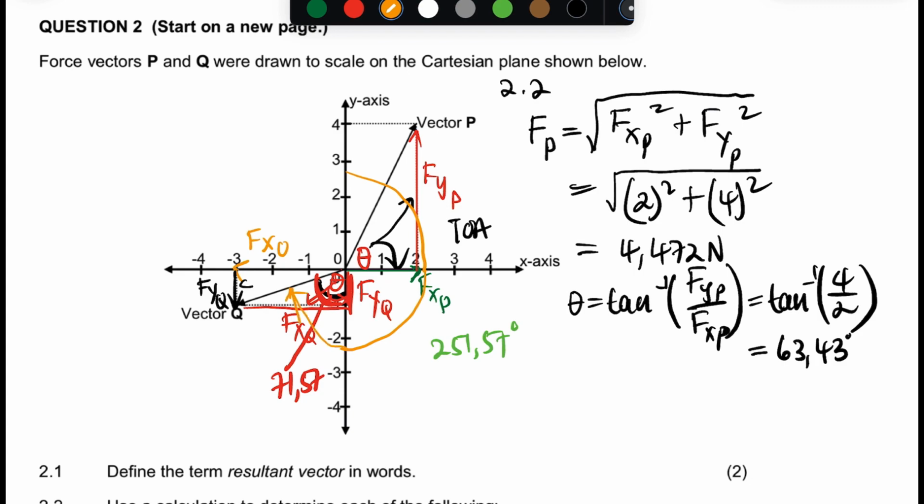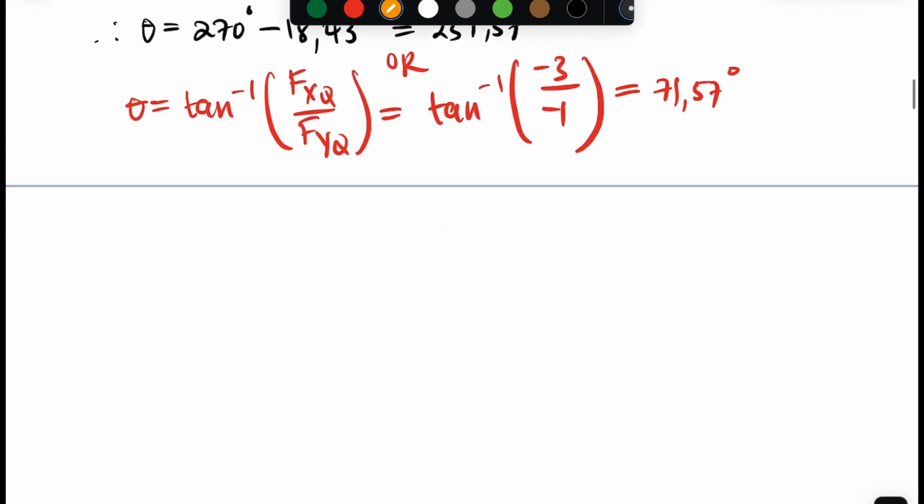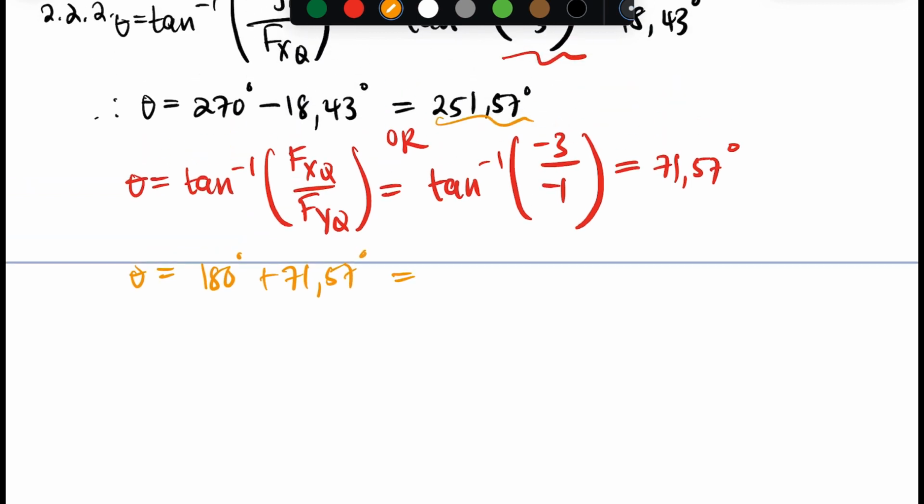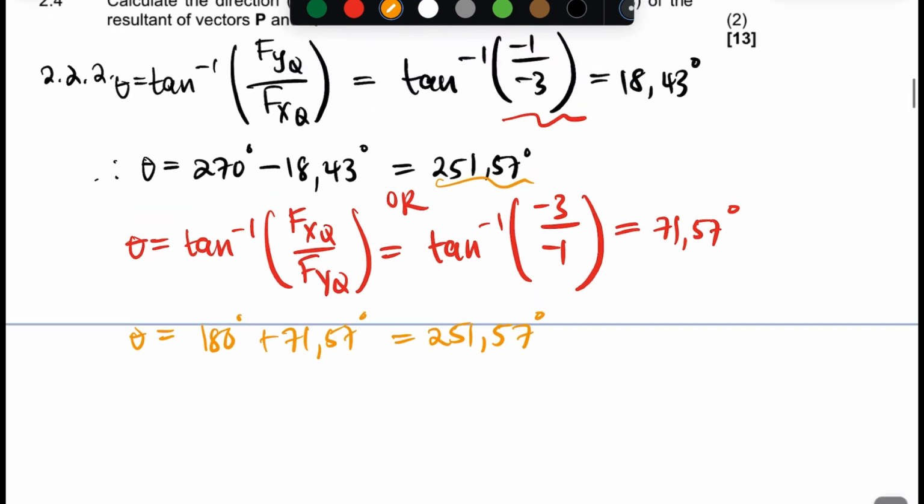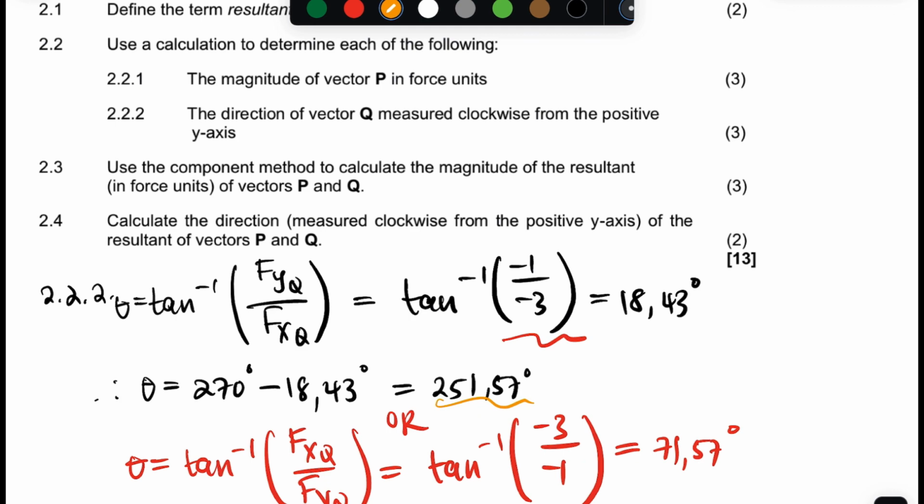So we'll say 180 this time. Therefore, we'll say 180 plus 71.57 degrees. It will give us the same answer as this one. It's going to be 251.57 degrees. I hope you get that, guys. If you don't get that, rewind it and watch it again.